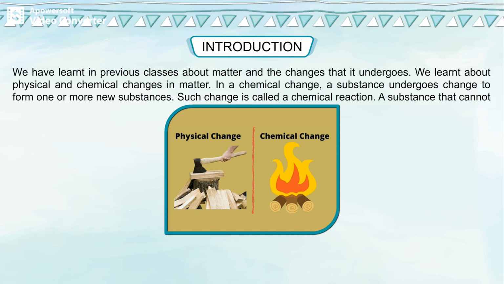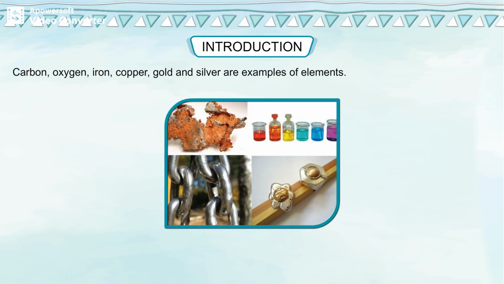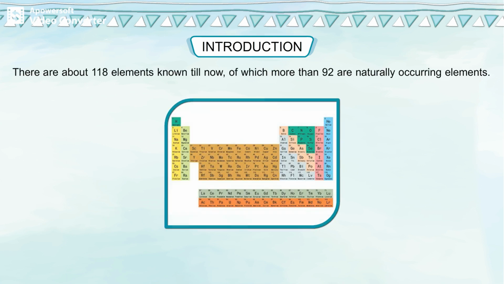A substance that cannot be broken down further into simpler substances by chemical reactions is called an element. Carbon, oxygen, iron, copper, gold and silver are examples of elements. There are about 118 elements known till now, of which more than 92 are naturally occurring elements. The rest are human-made elements.